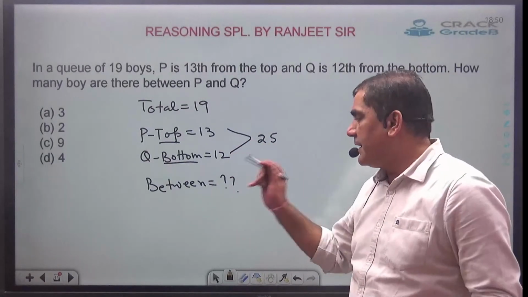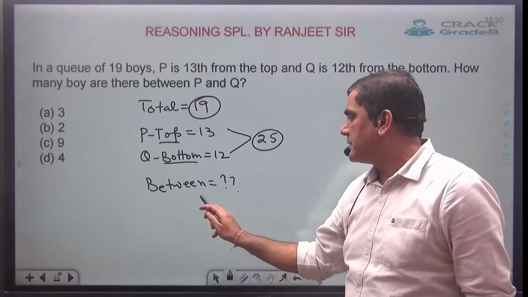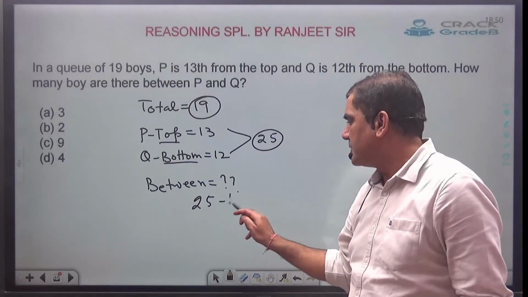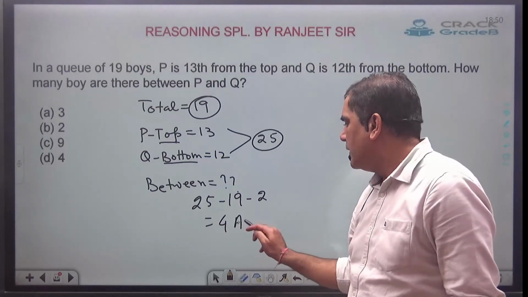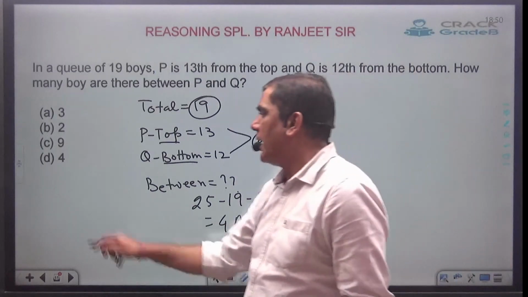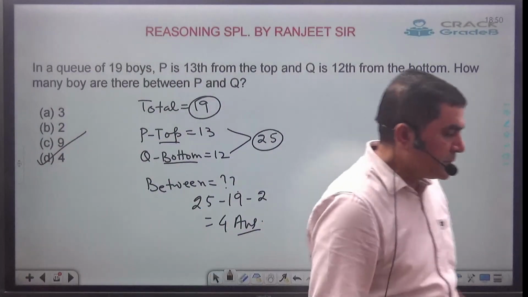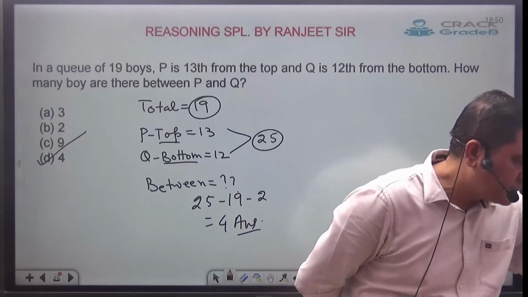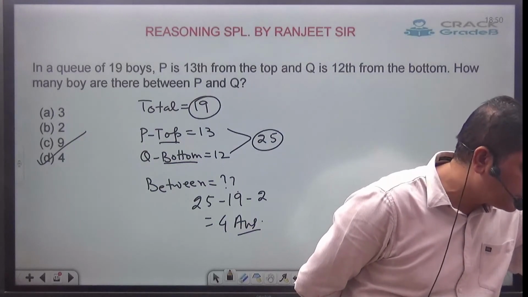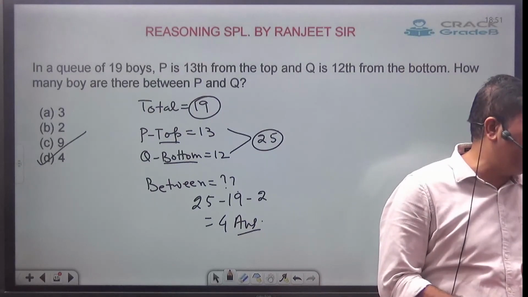So here, in between comes out to be highest minus lowest minus 2, as in case 2. So 25 minus 19 minus 2 comes out to be 4. So the answer comes out to be 4. Answer is D. Clear? Anyone, any problem? Concept clear? Anyone, any problem?